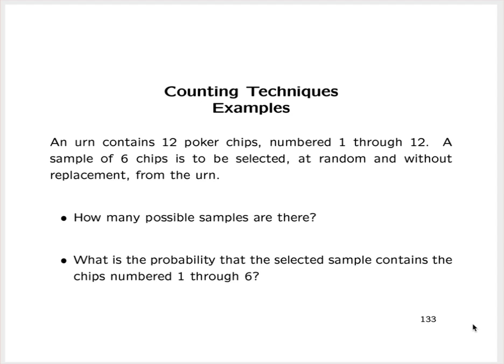All right, one more example. An urn contains 12 poker chips numbered 1 through 12. Now, a sample of 6 chips is to be selected at random and without replacement from the urn. So the first question is, how many possible samples are there? And then the second question is, what is the probability that the selected sample contains the chips numbered 1 through 6?